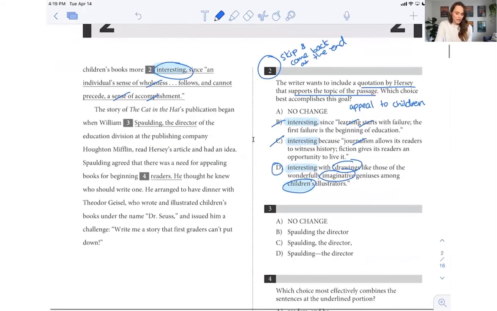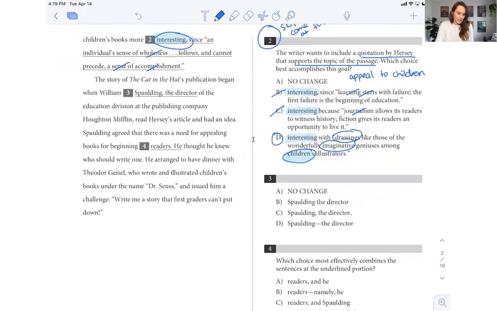The story of the Cat in the Hat's publication began when William Spalding, the director, so I see there's a comma, so remember I am circling all my punctuation as I go along to account for everything. The director of the education division at the publishing company, Houghton Mifflin, read Hersey's article and had an idea. So let's see here. We have a pair of commas there.